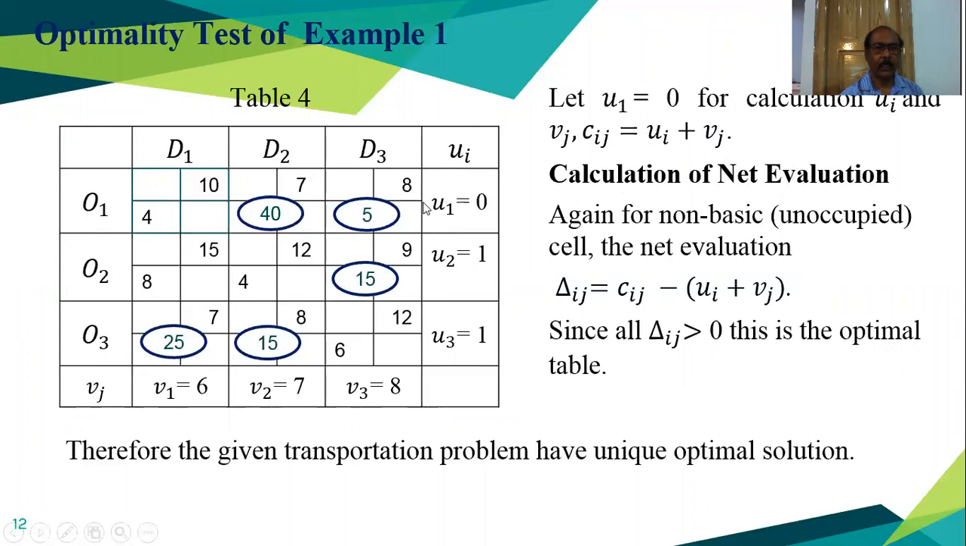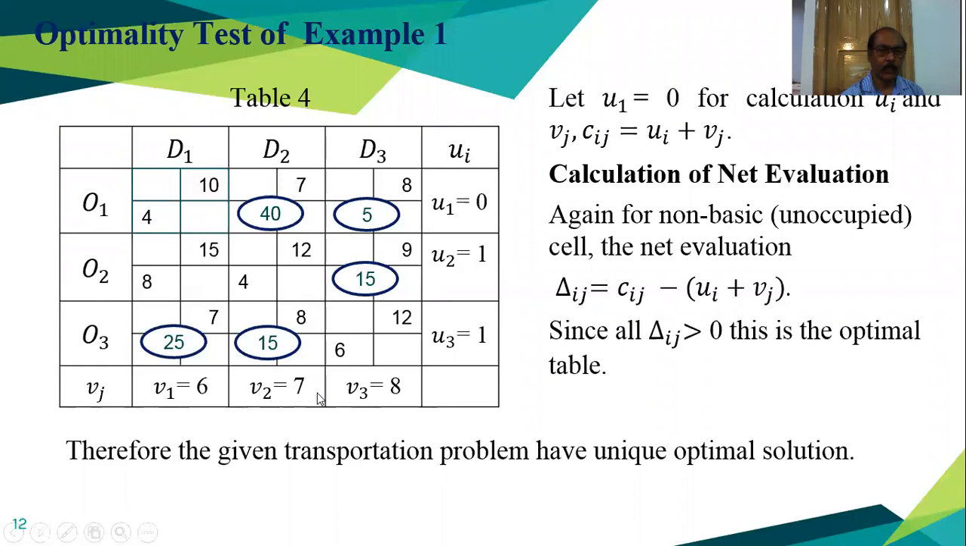Again, E1 corresponding equal to 0, and in this row there is another allocation. So we move to V2 is equal to 7, because 7 plus 0 equal to 7. Cij by using this, Cij is 7, U1 is 0 and V2. So what would be the value of V2? V2 is equal to 7.